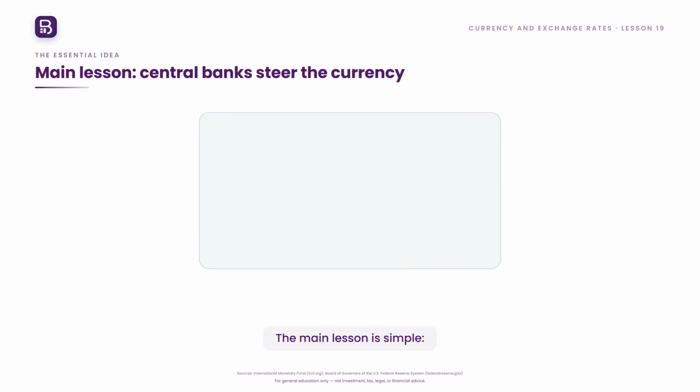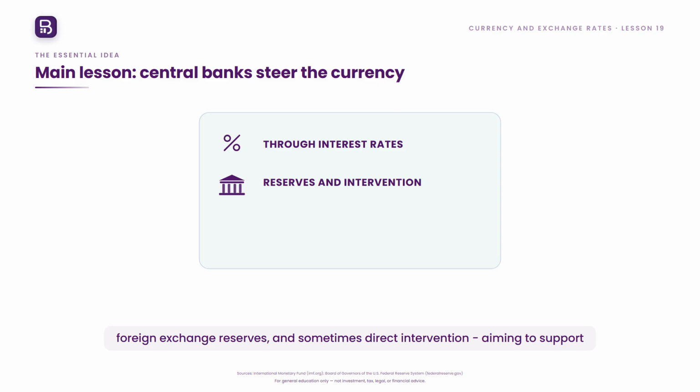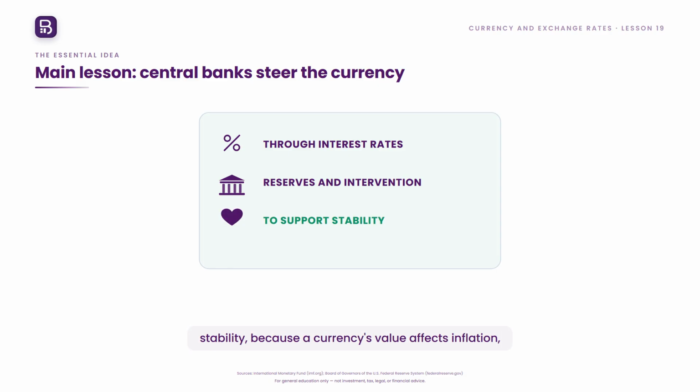The main lesson is simple. Central banks influence their currencies through interest rates, foreign exchange reserves, and sometimes direct intervention, aiming to support stability, because a currency's value affects inflation, trade, and the whole economy.